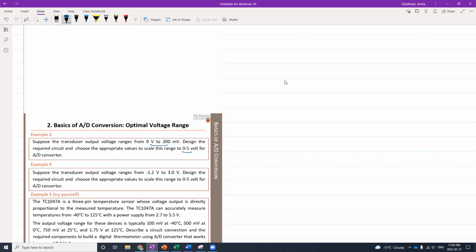So this is going to be example 3. I'm going to start it from here. I have already uploaded the solution for this example, but I'm going to solve it here for you. So what is the voltage? It is going to be 0 volt to 200 millivolts, and I'm just going to scale it to the range of 0 to 5 volt.